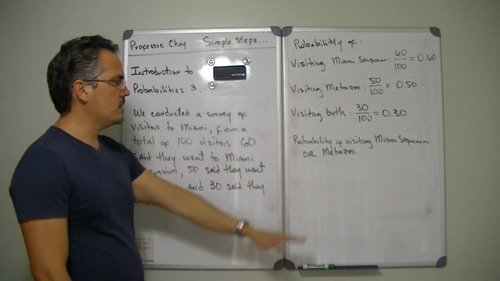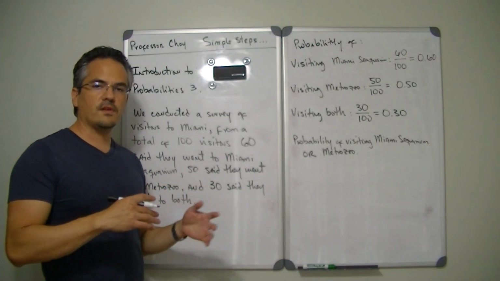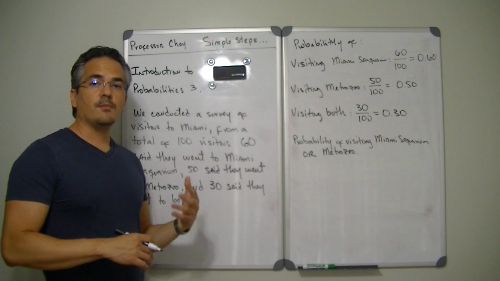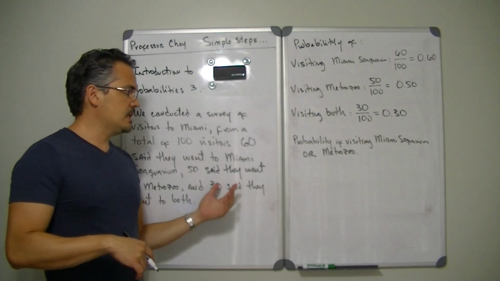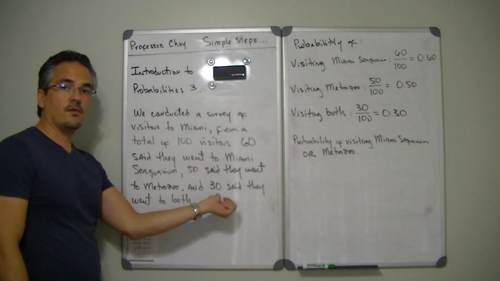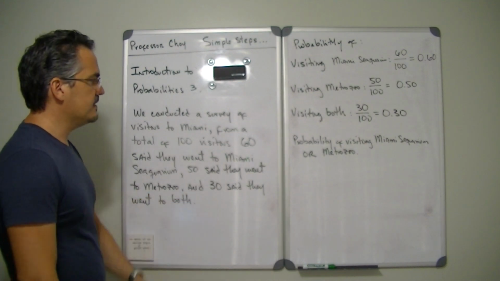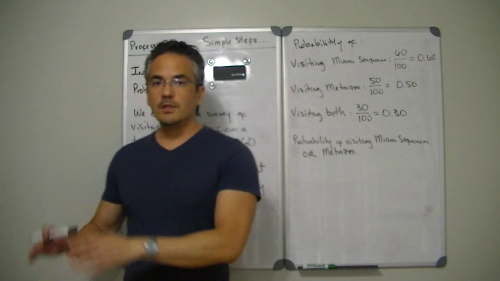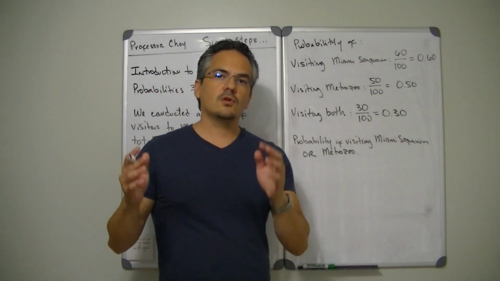Alright, now this one right here is slightly more complicated because you have to follow particular rules depending on whether events are mutually exclusive or not mutually exclusive. Now in this particular case, the event can happen both at the same time. So this event could be not only somebody went to Metro Zoo or somebody went to the Miami Seaquarium, but you could also go to both.